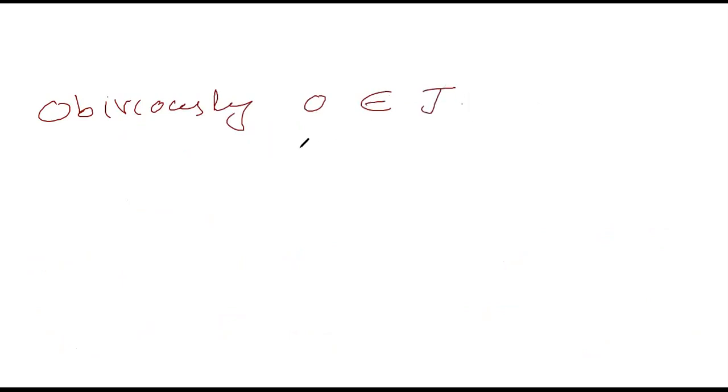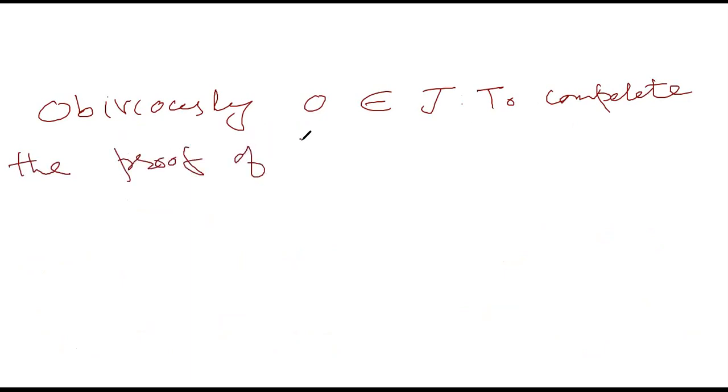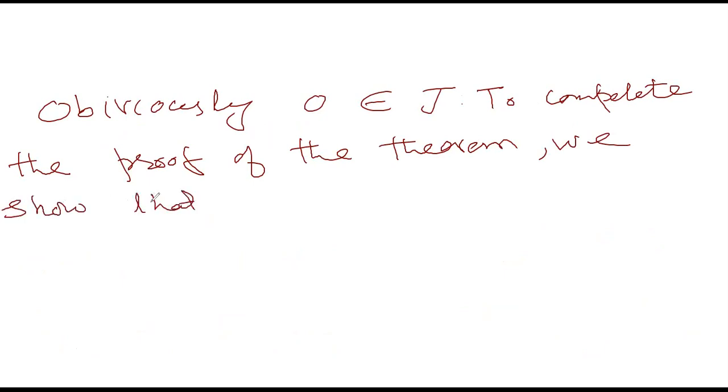To complete the proof of the theorem, we show that this J is a subset of E minus E. That means the zero vector is an interior point of E minus E.